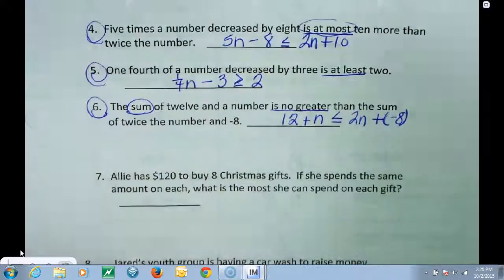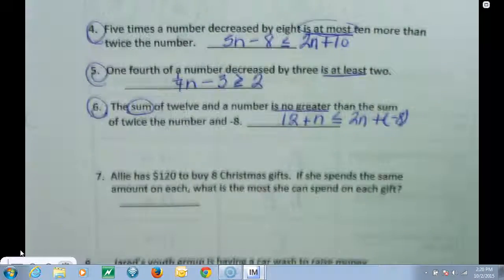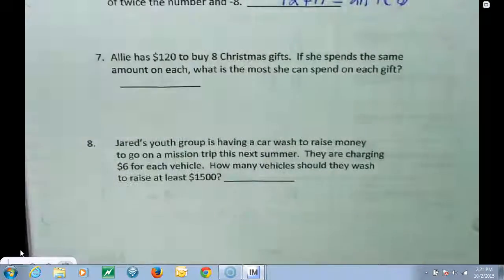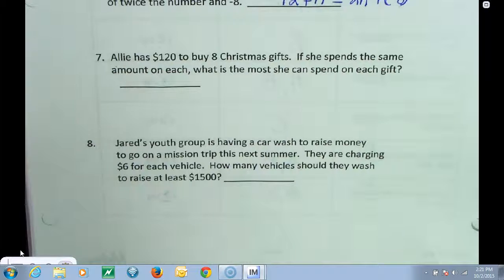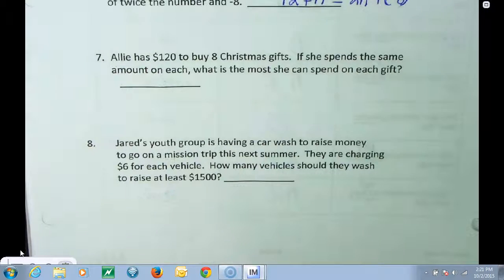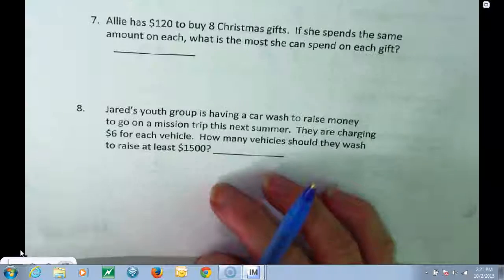Okay, good. Who got all 5 of those right I told you to do? Several people. Okay, number 7. Guys, one reason we don't finish is because we don't start when I say go.